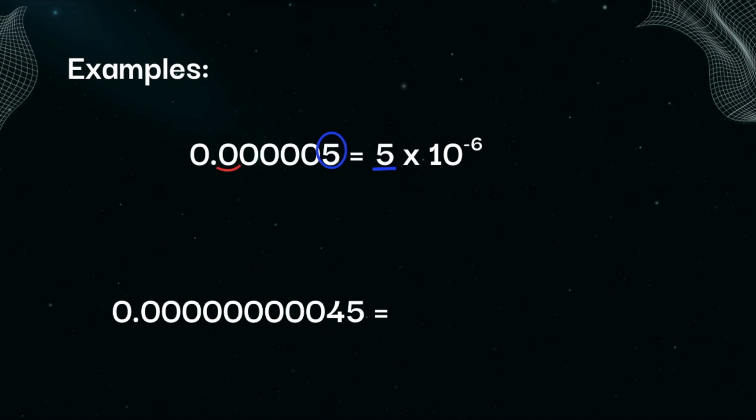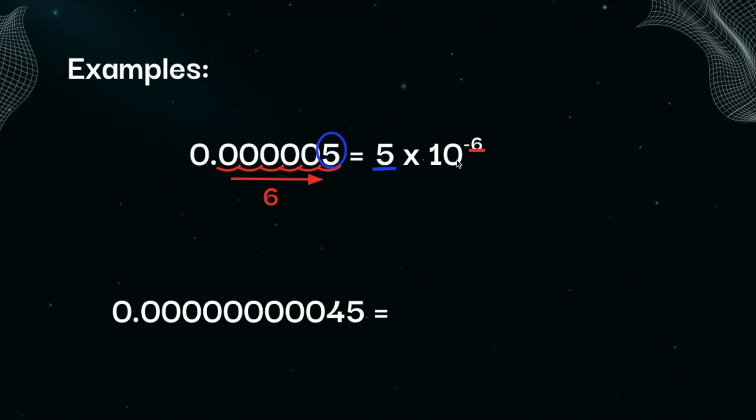So we move it 1, 2, 3, 4, 5, 6 decimal places, but we moved it to the right, so now 10 will have a negative exponent. And that's basically how scientific notation works. You move the decimal point to the left, and the exponent is going to be positive. You move the decimal point to the right, and the exponent is going to be negative.